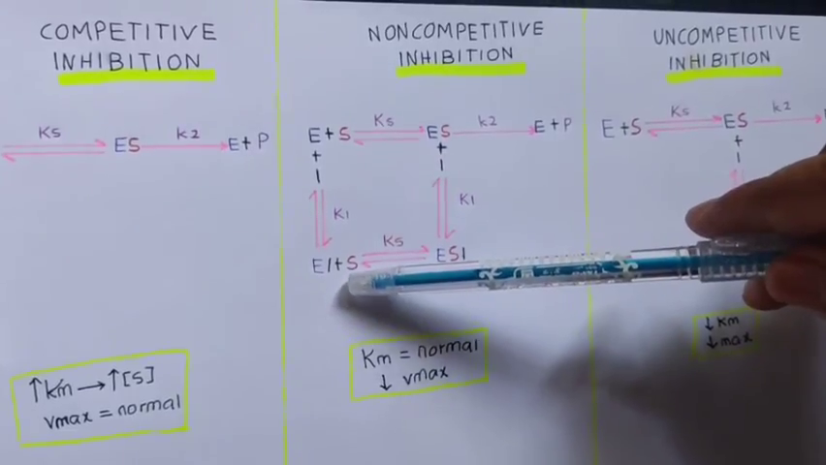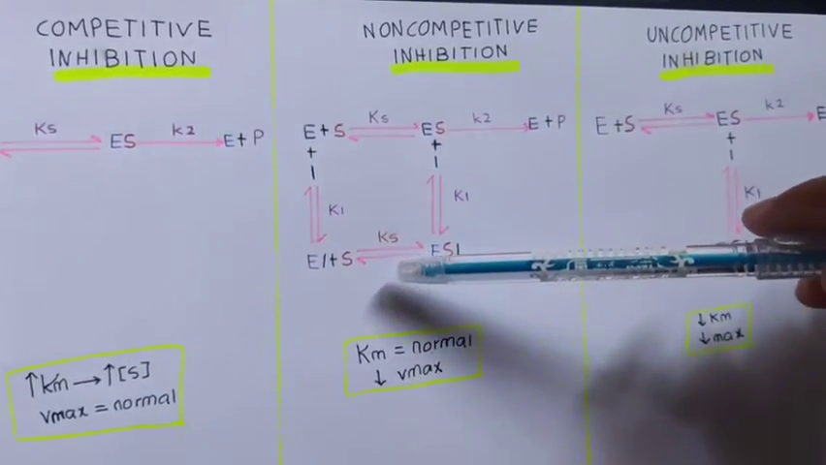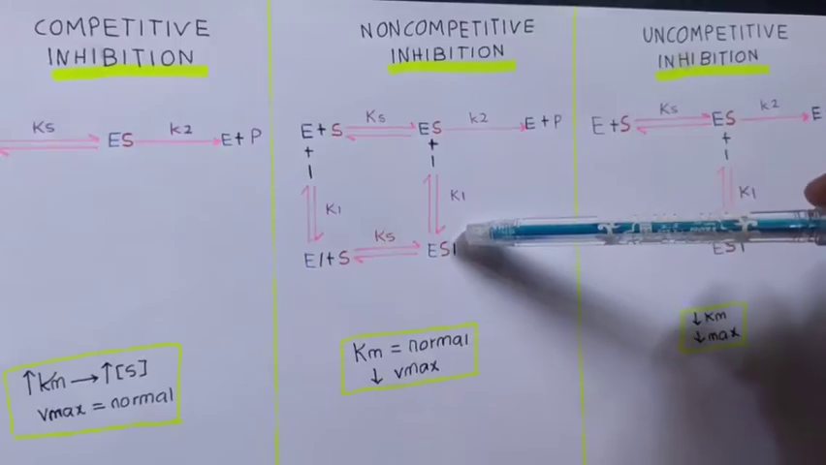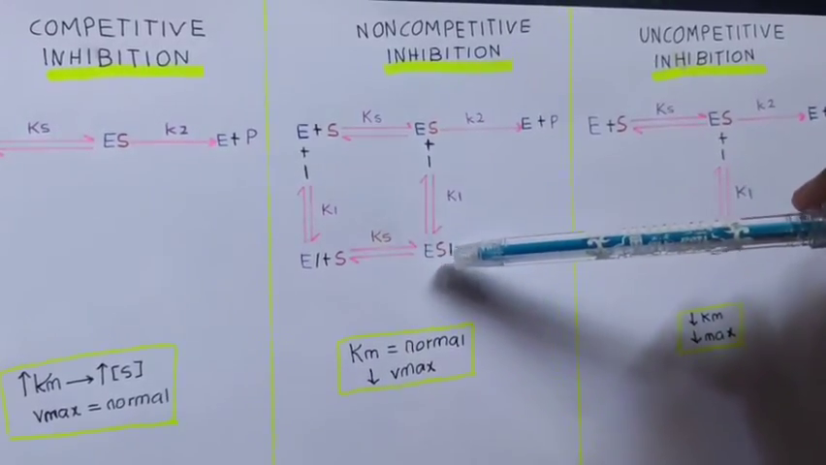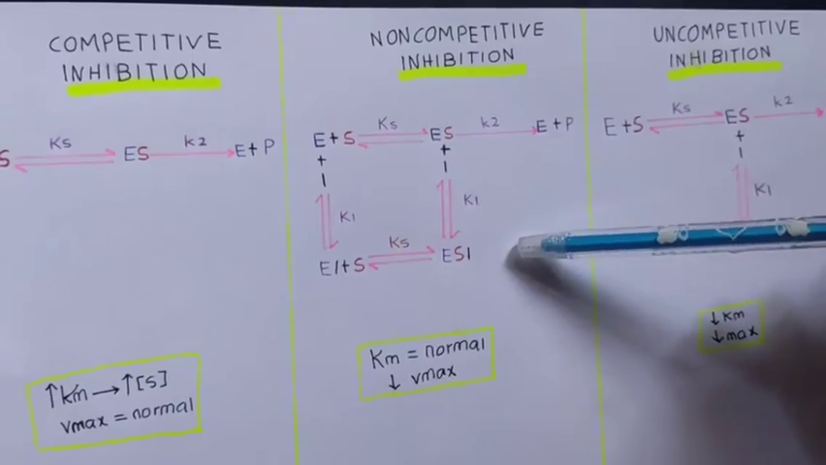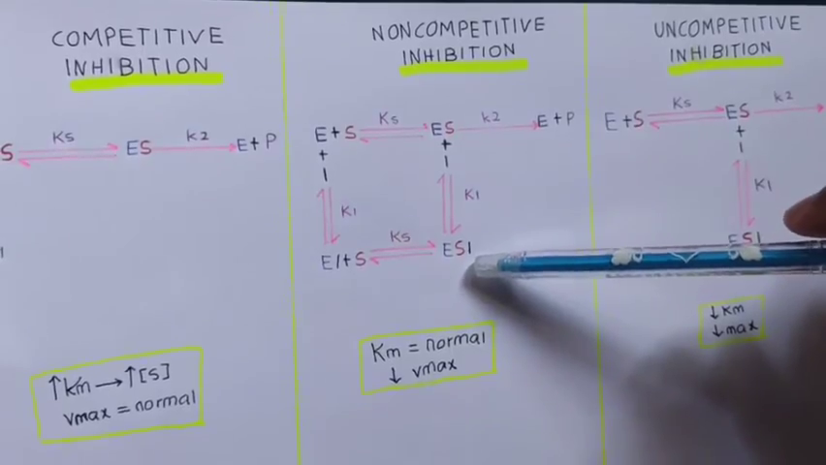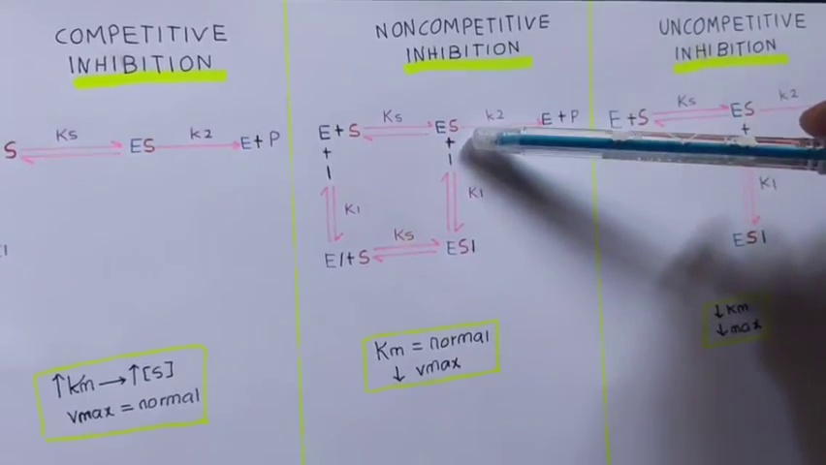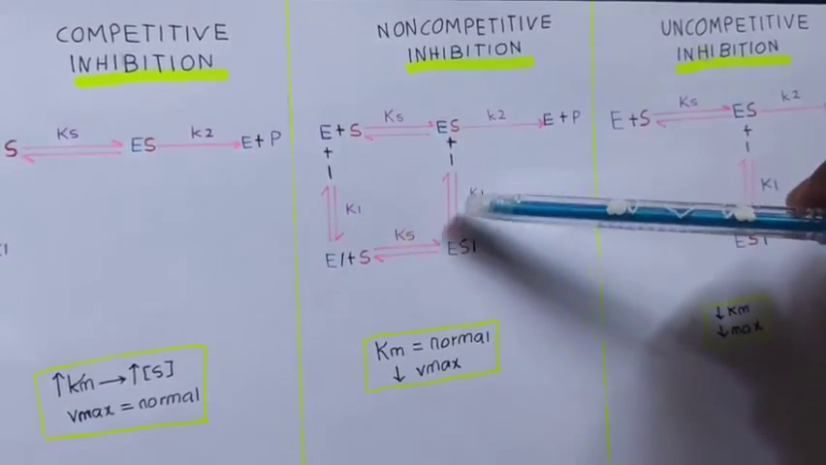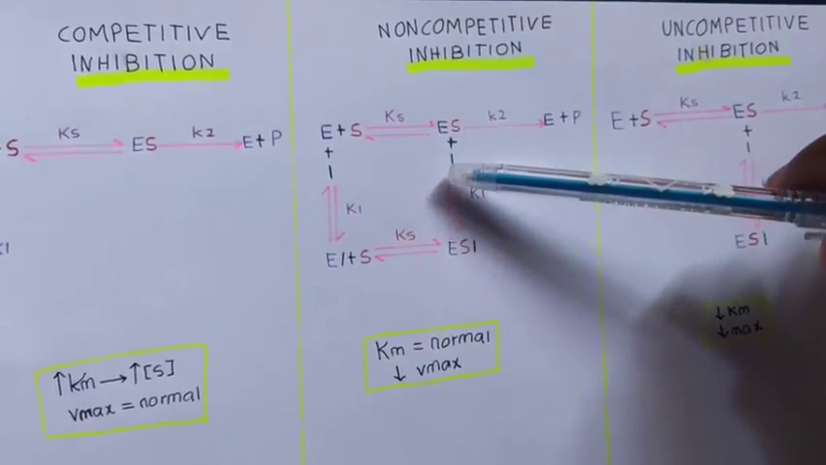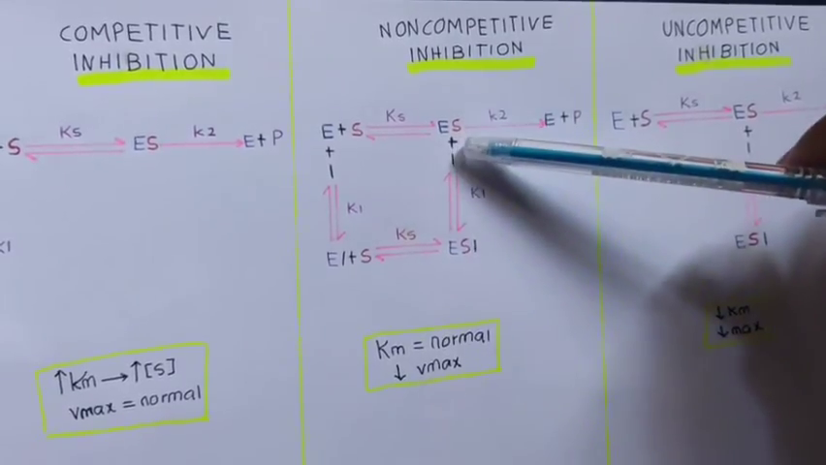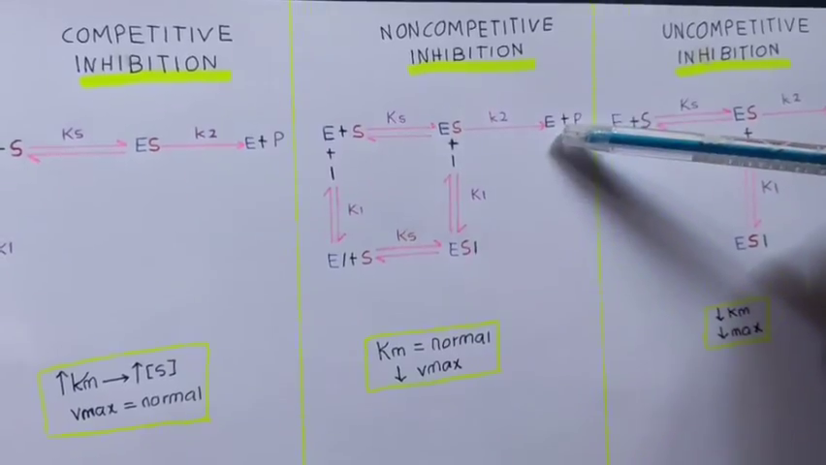Because of that, it can form the enzyme-substrate-inhibitor complex. When this complex is created, we can still make the enzyme-substrate complex to make the product. So how can the enzyme-substrate-inhibitor complex become the enzyme-substrate complex? This can happen because the inhibitor can be released from this complex. When the inhibitor is released, it becomes the enzyme-substrate complex and can make product.